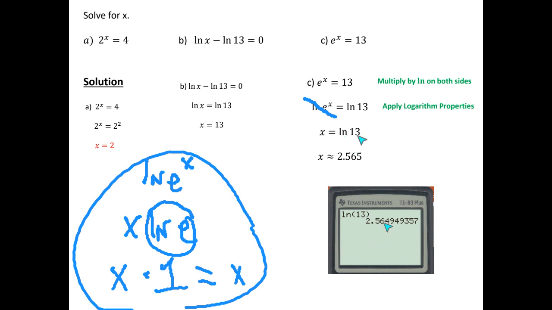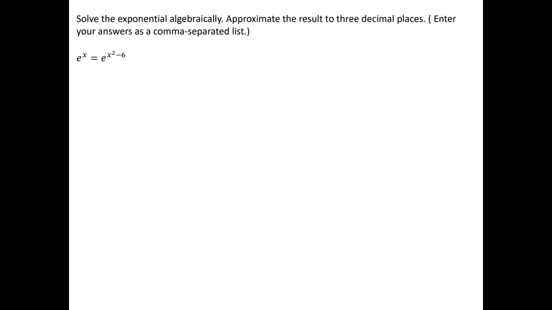Okay, so here we have a few more examples. It says solve the exponential equation algebraically, and then approximate your answer to 3 decimals. Okay, so one of the things to recognize here is that your equation is already in exponential form.